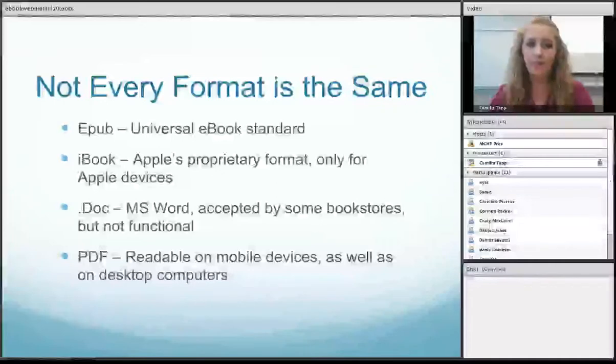Apple's proprietary format is iBook, so when you create something in their software, it exports as iBook. And that does have more flexibility. There are more animations you can do. It's fit exactly for an iPad or an iPhone, which makes it a bit more direct. You can also use a .doc or an MS Word document. It's accepted by some bookstores, but you lose a lot of the functionality. So clicking on hyperlinks doesn't always work.